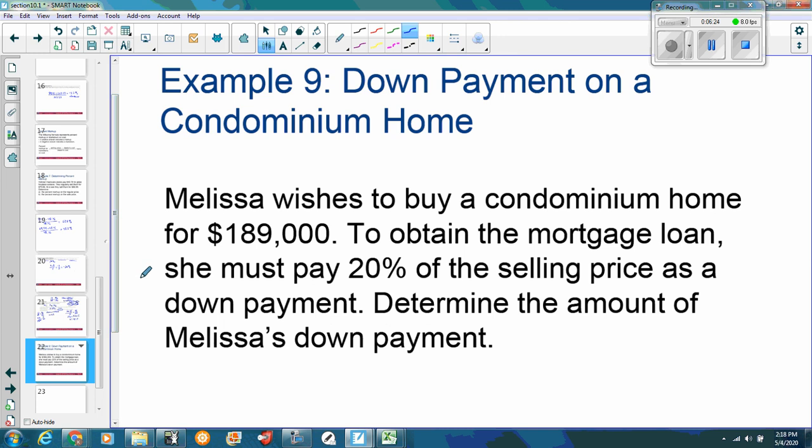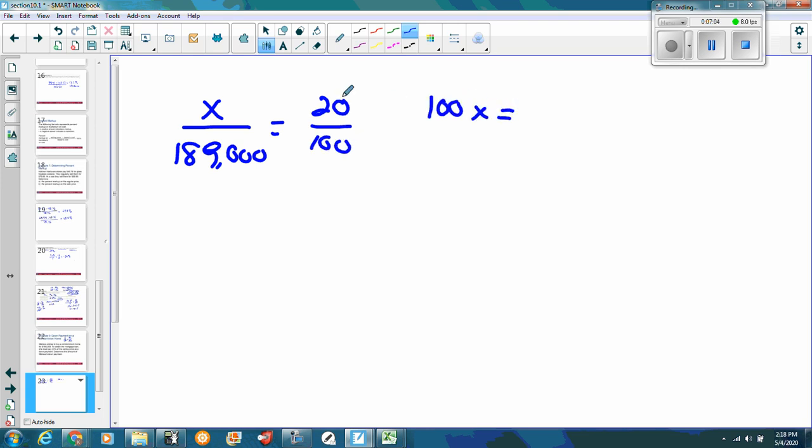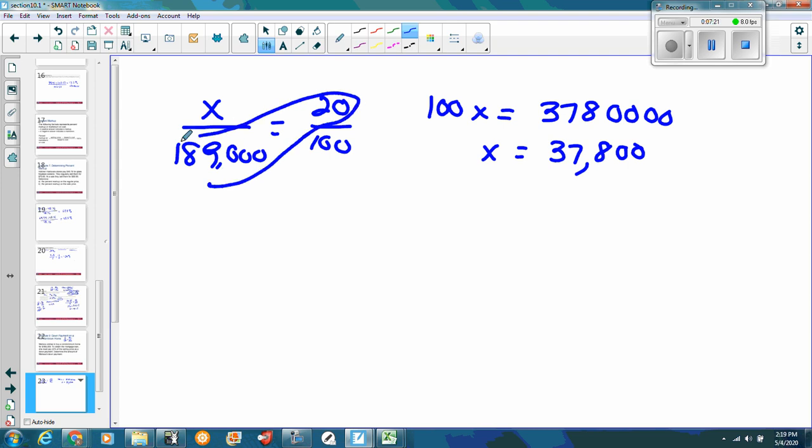Last type of question, down payment on a condominium. Someone wishes to buy a condominium for $189,000. To obtain a mortgage loan, she must pay 20% of the selling price as a down payment. Determine the amount. So you can use your is over of equals percent over 100 here. So we want to know what is 20% of 189,000. So when you cross multiply, you get 100x equals 3,780,000. Divide by 100 would be 37,800. Okay, so that's when I cross multiplied here.